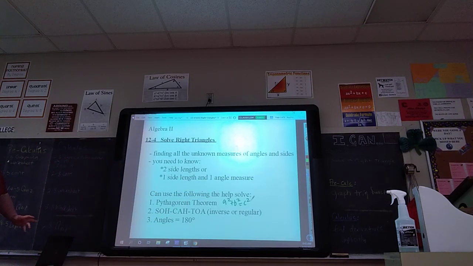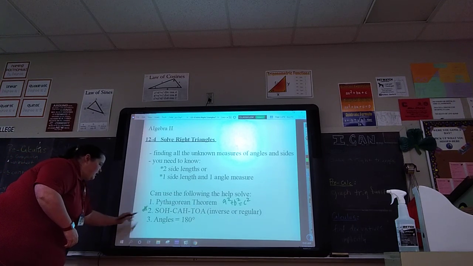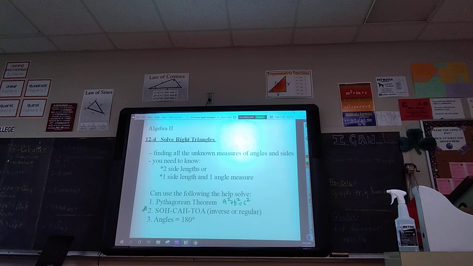side, because in order to use the Pythagorean theorem, you have to have 2 sides. So if you just have 1 side, you have to use SOHCAHTOA to find the 2nd side in order to be able to either use SOHCAHTOA again or the Pythagorean theorem. So you'll have to use SOHCAHTOA at least once. The other 2 we use most of the time.